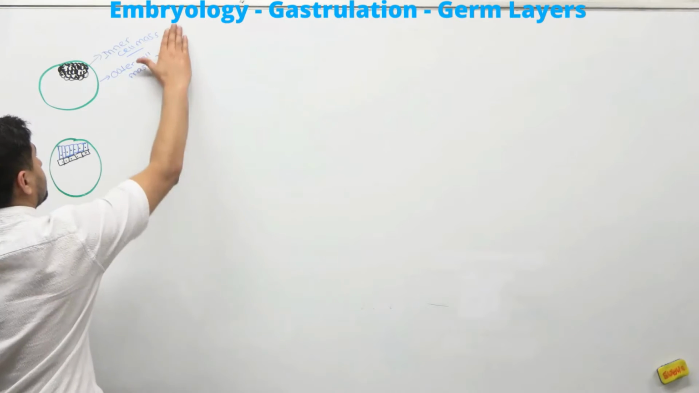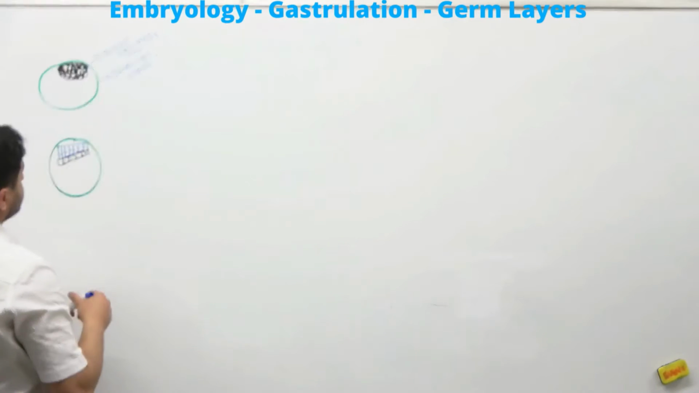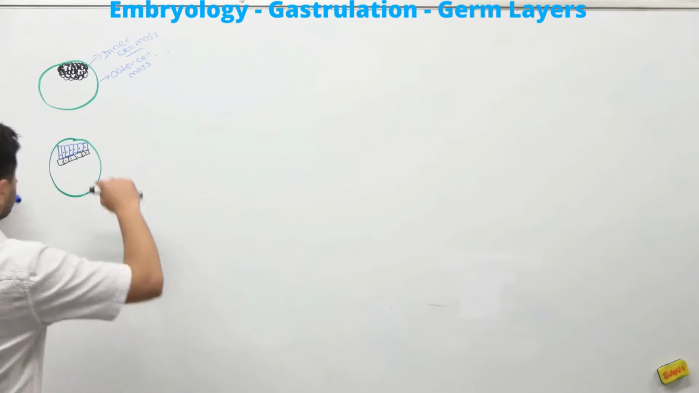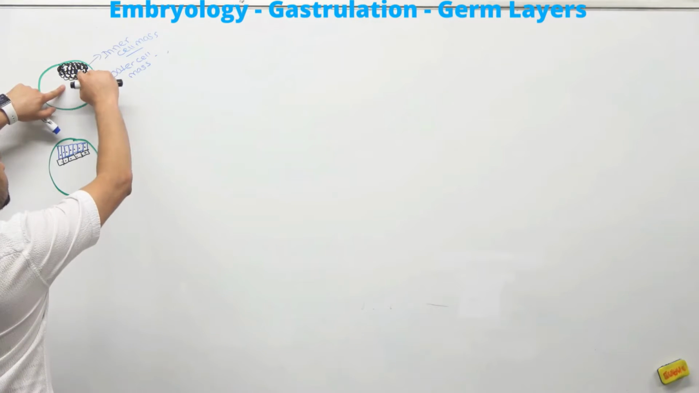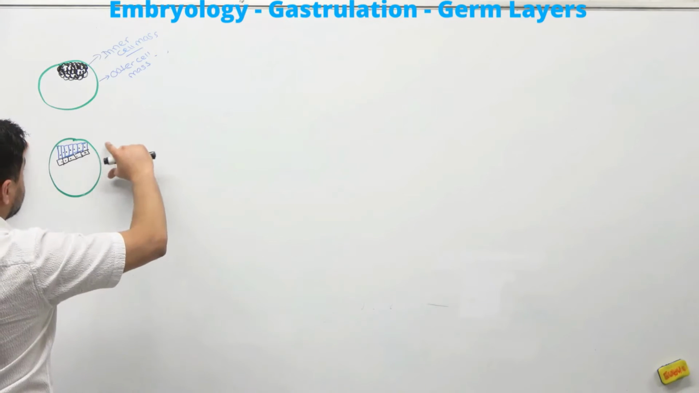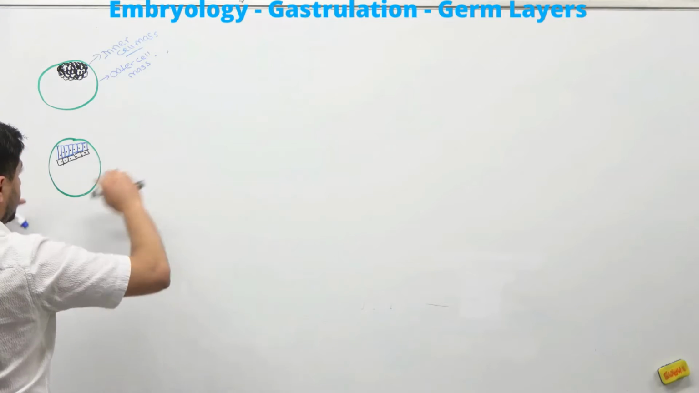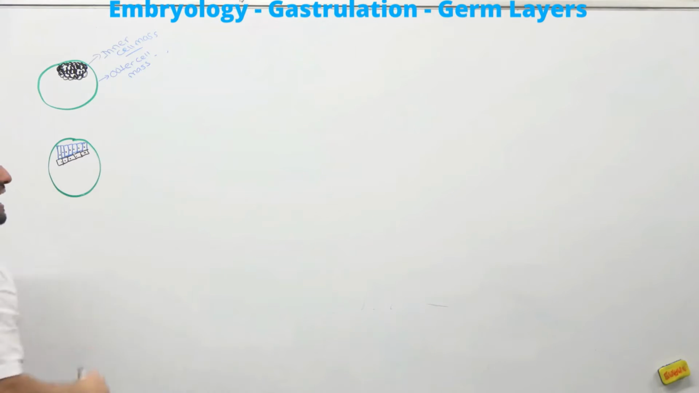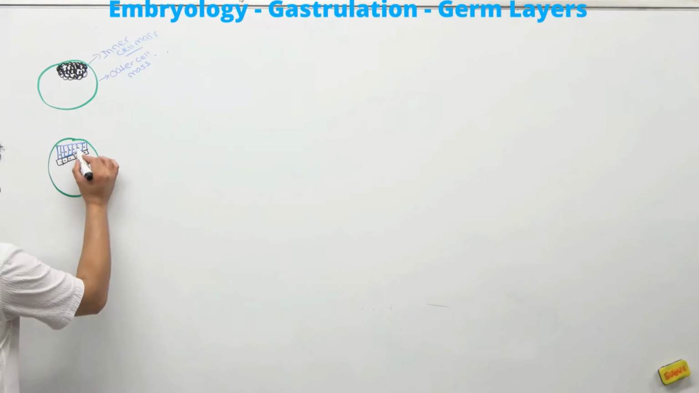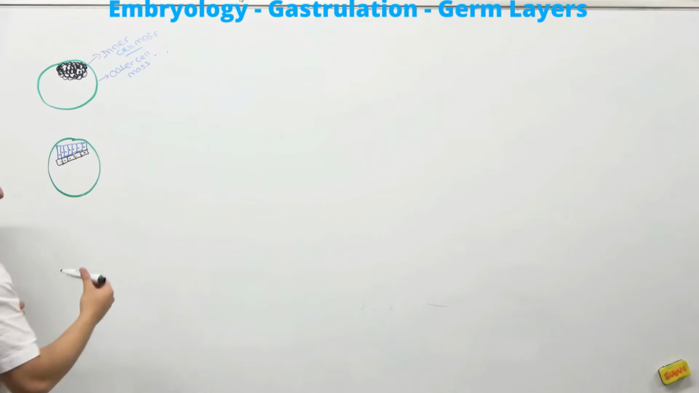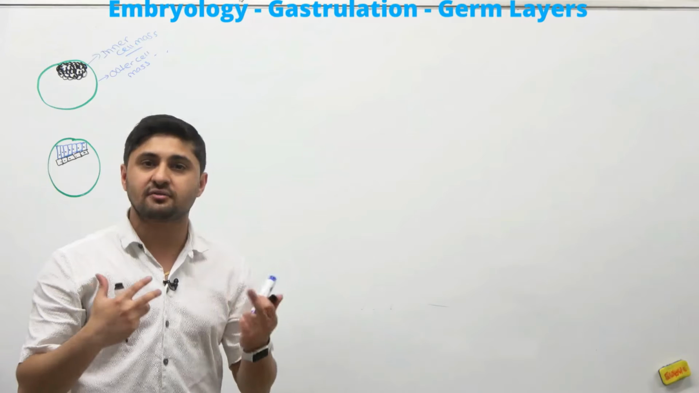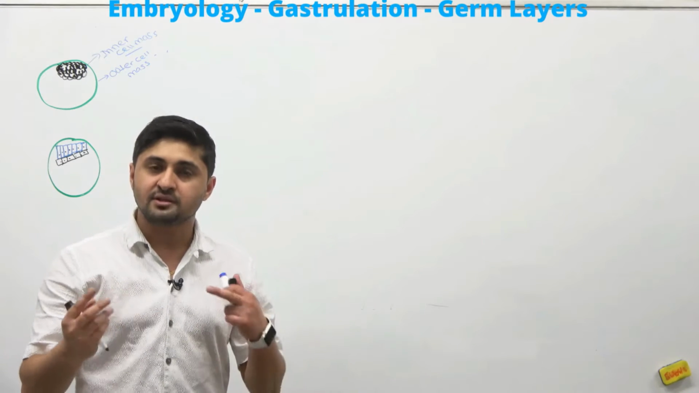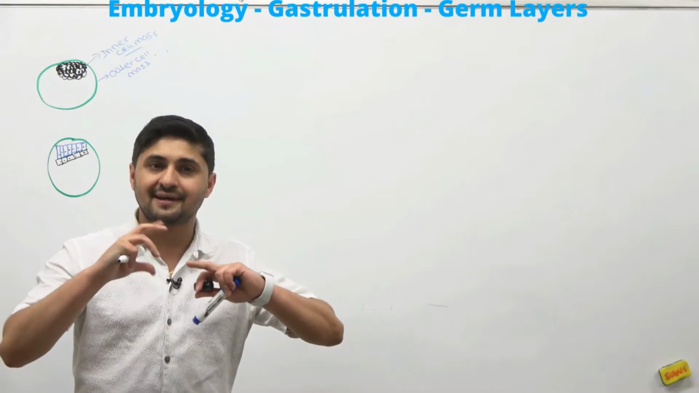Now, after this, let's erase this. The most important thing you have to remember here is that this inner cell mass gets differentiated in the second week. They form something called a bilaminar disc, and this is a bilaminar disc. The way they do it is that they express different types of genes. Some of the genes will get activated.